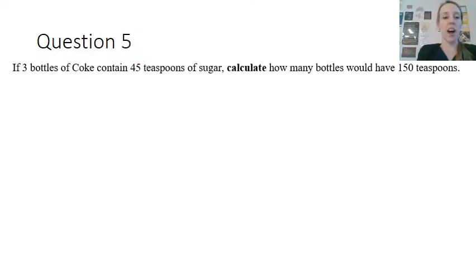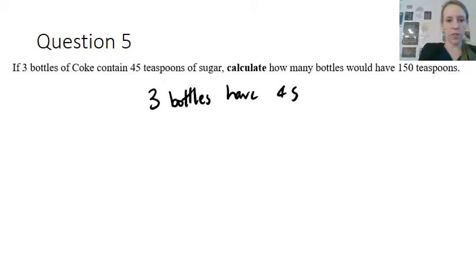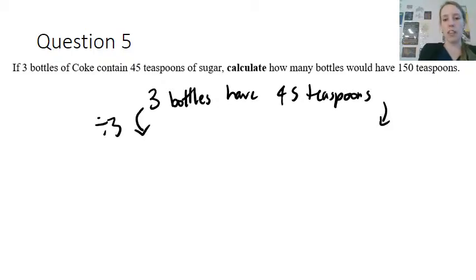Okay, question 5. If 3 bottles of Coke contain 45 teaspoons of sugar, calculate how many bottles would have 150 teaspoons. Again, there's a few ways you can do this question. I'm just going to show you the one way that I picked. So I know that 3 bottles have 45 teaspoons. So I want to know how much 1 bottle will have. So I'm going to divide by 3 because the question's asking me how many bottles. So I want to know how much each bottle would have. So 3 divided by 3 is 1. So 1 bottle has 45 divided by 3, which is 15.